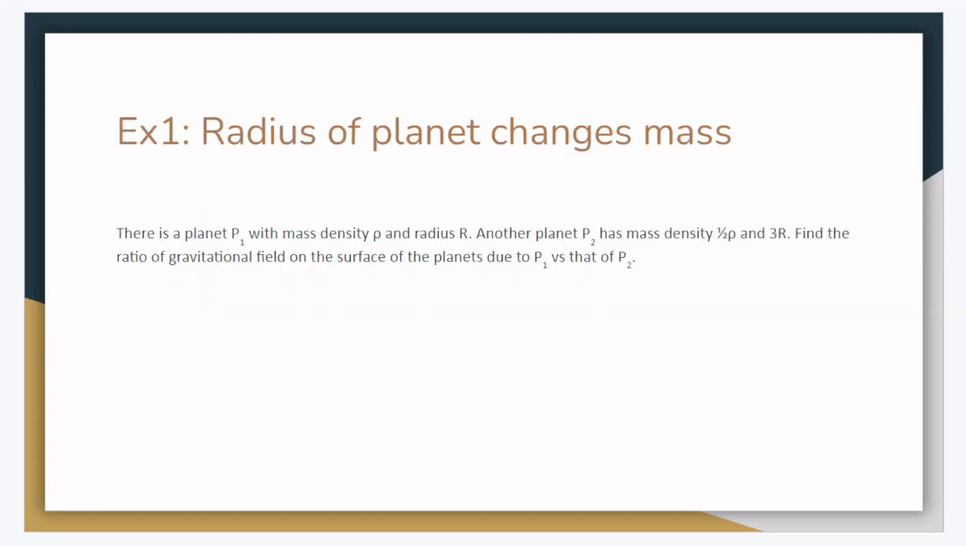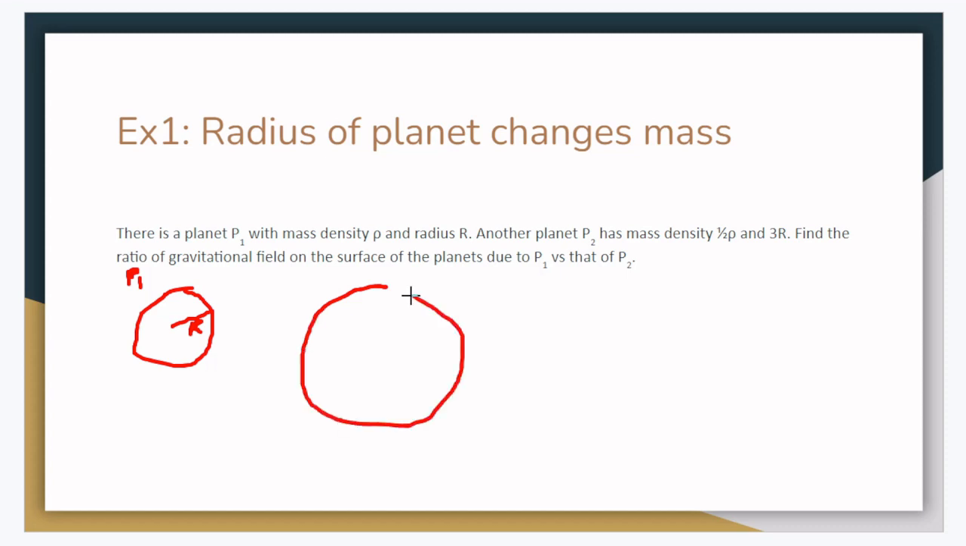Now, moving on. Here's an example of the radius of the planet changing the mass. There's a planet P1, let's draw it out real quick. P1 with mass density rho and radius r. And another planet P2, with mass density 1/2 rho and 3r, so it's 3 times the radius and half the density. Find the ratio of gravitational field on the surface of the planets due to P1 versus that of P2.